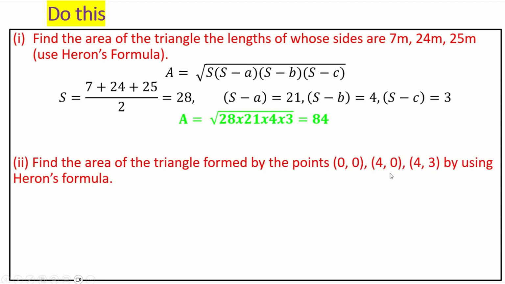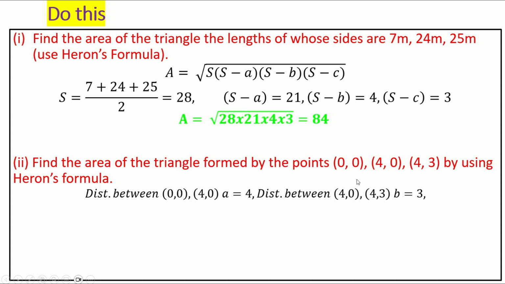Okay, the other one. You don't need Heron's formula here actually. Distance between (0, 0) and (4, 0) is 4. Distance between (4, 0) and (4, 3) is 3. Correct? You don't need the distance equation basically, square root of (y2 minus y1) whole square plus (x2 minus x1) whole square, because these coordinates are easy to calculate the distances. Distance between (0, 0) and (4, 3) is square root of 3 square plus 4 square, which is 5. Okay, now we have the three values.